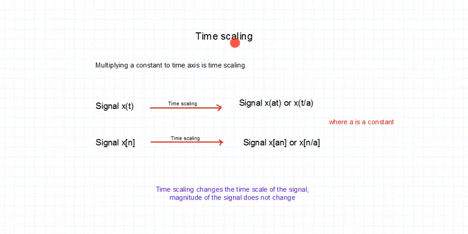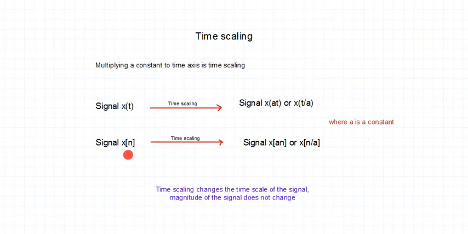Time scaling is done by multiplying a constant to the time axis. Let me choose the constant as A. If I have a signal x(t) and I multiply the time axis by A, the resultant signal is x(at). I have done the time scaling. The signal may be x(at) or x(t/a). Both of them result in a time scaling operation because you are changing the scale of the axis. So this is called time scaling.